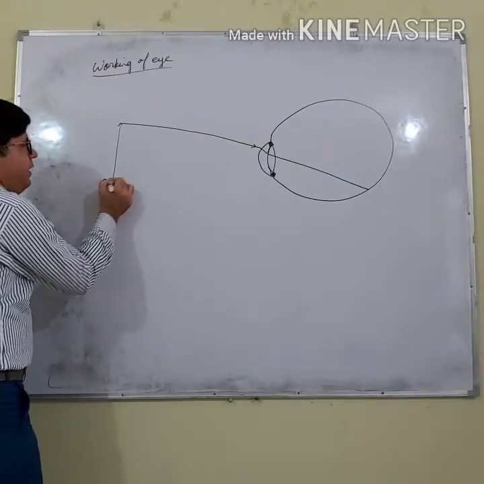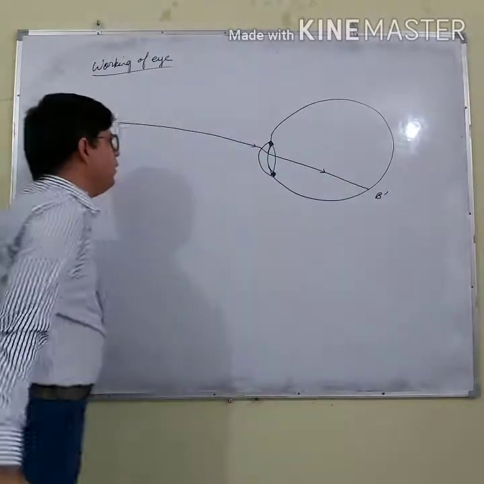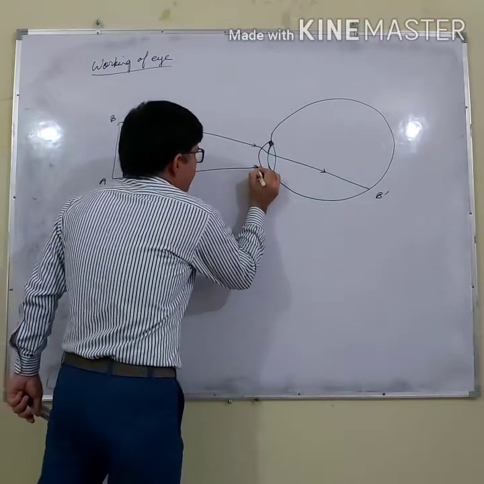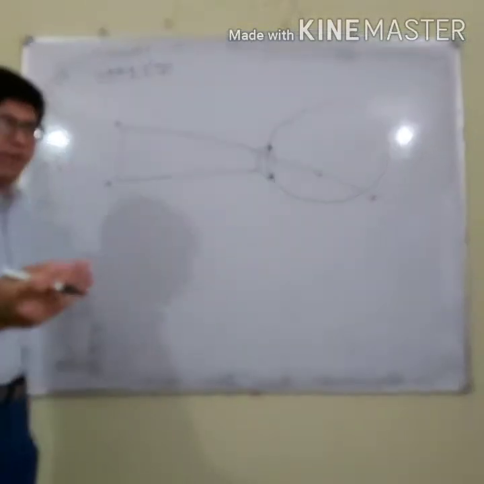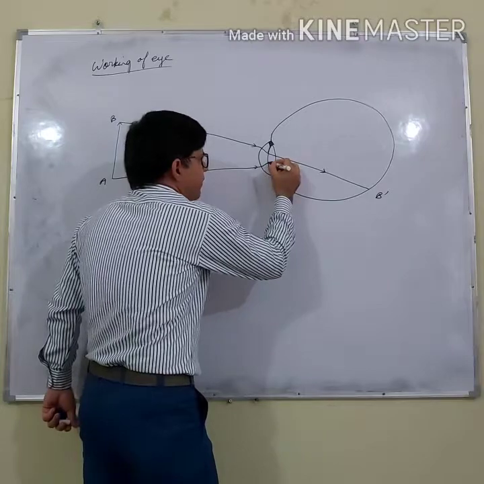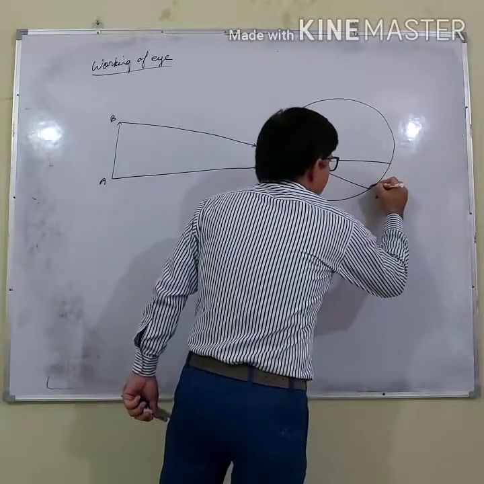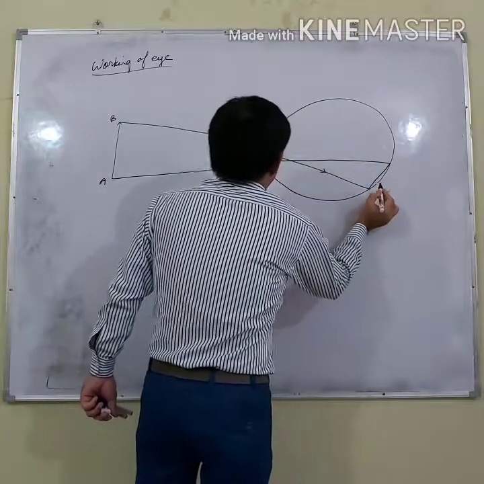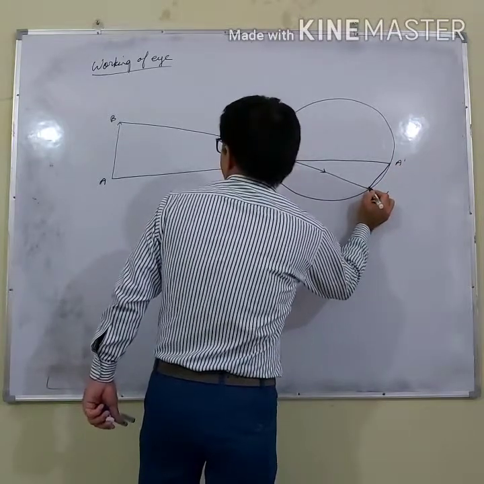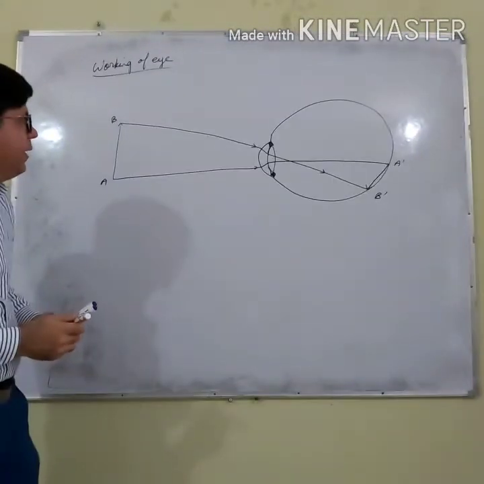If I say this is A, this is B, then this is B dash. Now the other ray from A again falls on the cornea, refraction takes place, and further refraction takes place at the lens. As a result, an inverted image is formed. So this is A dash, B dash, and here the arrow is on B dash. So we can see that an inverted image is formed.